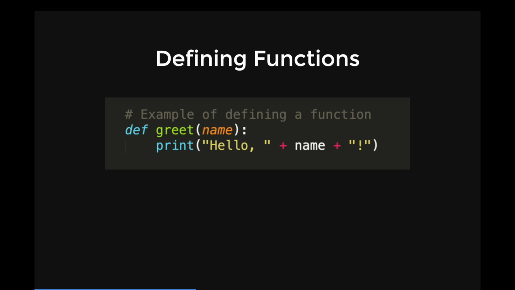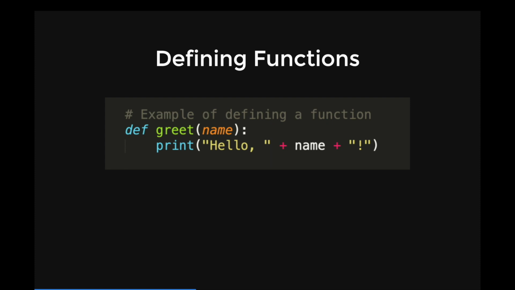First, defining Python functions. In Python, you can define a function using the def keyword followed by the function name and parentheses containing any parameters the function accepts. The function body is then indented below the function definition. In this example above, you'll see we define a function named greet that takes one parameter, name. Inside the function body, we print a greeting message using the provided name.